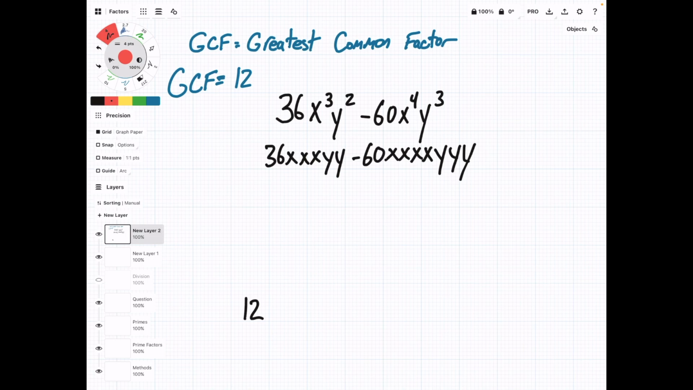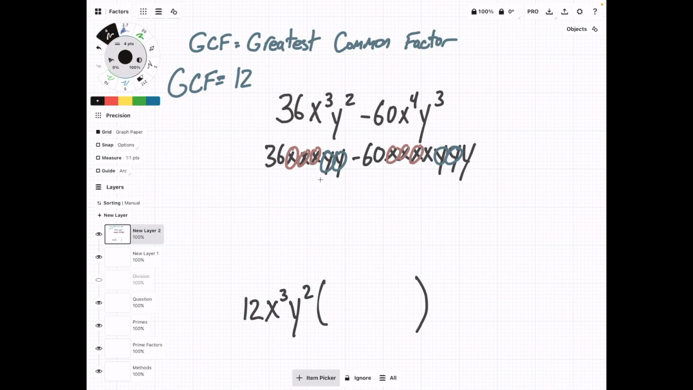Now, let's see how many x's we can get from each one. X, x, x. So there's 3, and then we have no more x's over here. So we're going to have x to the third out front. And now let's do the same thing for the y's. We have 1y, 2y, and then no more y, so we stop. So this becomes y squared. Put our parentheses here, and then let's divide each side by what we have out front.